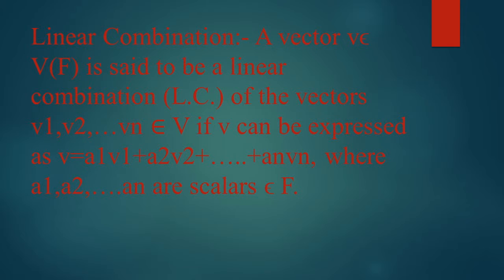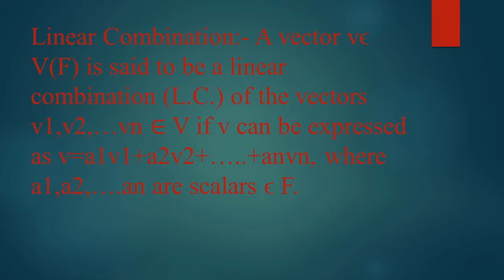A vector v belonging to the vector space V over the field F is said to be a linear combination, written in short LC, of the vectors v1, v2, ..., vn in V if v can be expressed as v = a1 v1 + a2 v2 + ... + an vn, where a1, a2, ..., an are all scalars from the field F. So this is the definition of the linear combination.